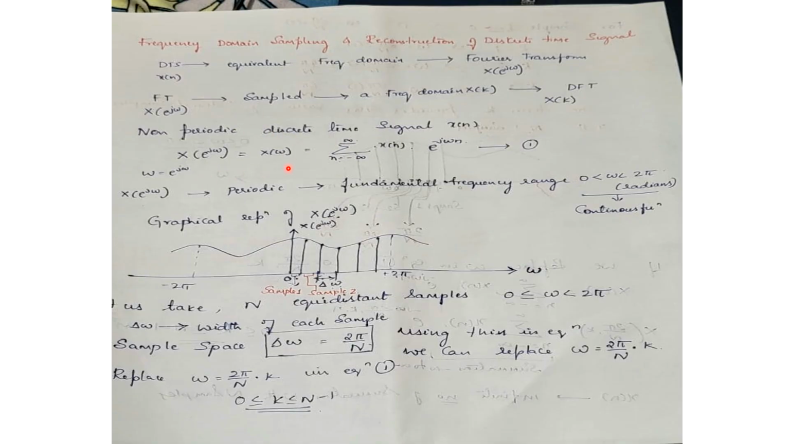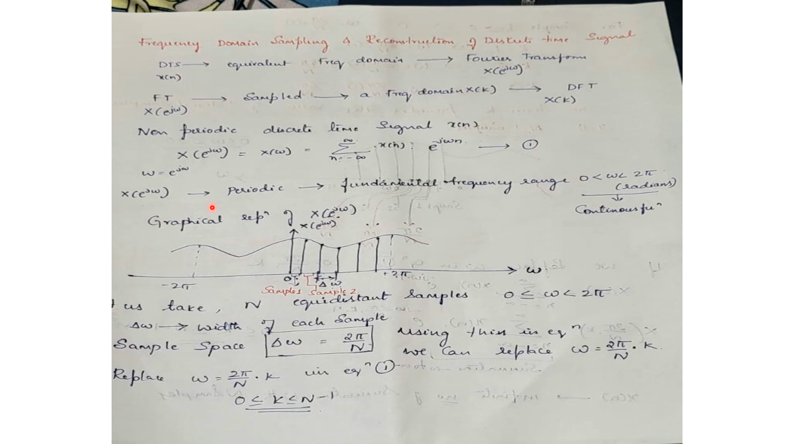So X of omega, that is X of e to the power of j omega, is equal to the summation of n equal to minus infinity to infinity x of n into e to the power of minus j omega n. So this is the Fourier transform equation. As Fourier transform is not in your syllabus, it is better that you remember this equation. Let us consider this as equation 1.